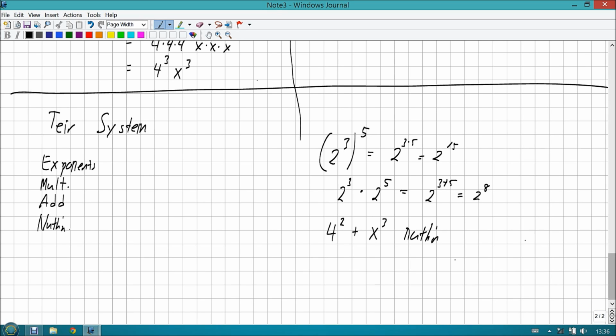So when I'm working with my exponents, I just go down a tier, and that's what I do to my exponents. If I have a power to a power, I'm obviously multiplying. If I'm multiplying, I'm obviously adding. If I'm adding, obviously I can do nothing.